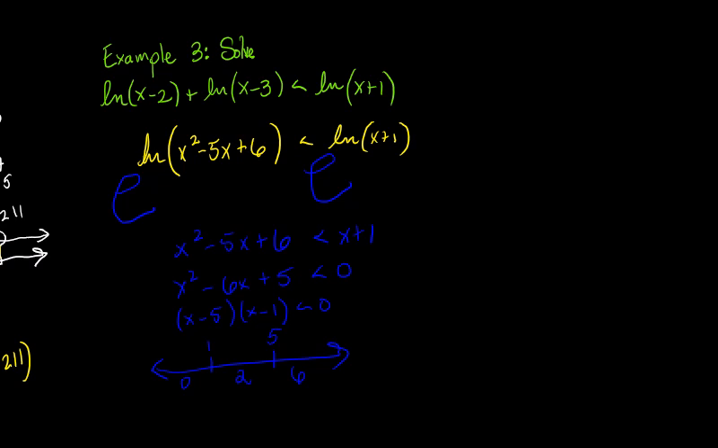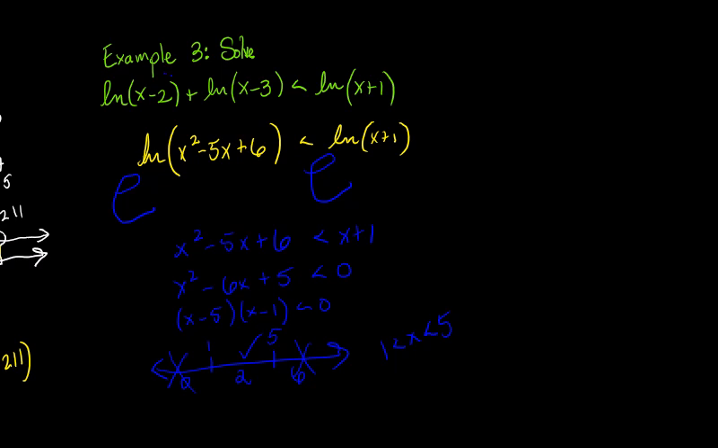So 0 goes in, that would give me positive 5, so that's no good. 2 goes in, that's going to give me negative 3 and 1, so that's going to work. And then 6 goes in, that's going to be positive, so that's not going to work. So for right now, I've got that x is in between 1 and 5. That's currently what I have. But once again, we know that that's not our answer because we need to come back.